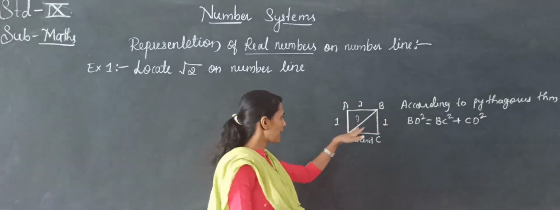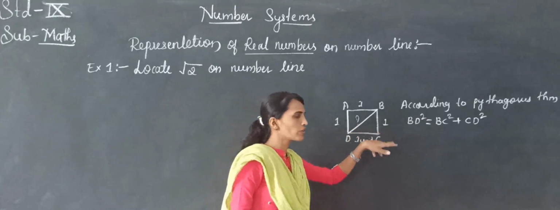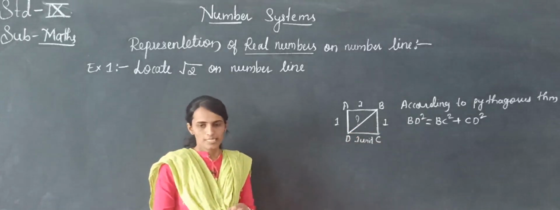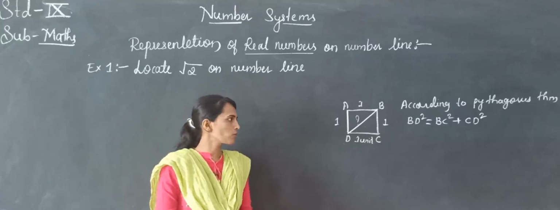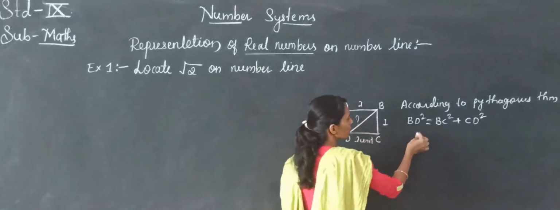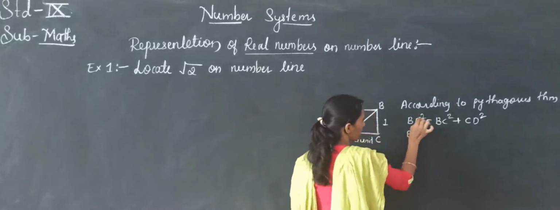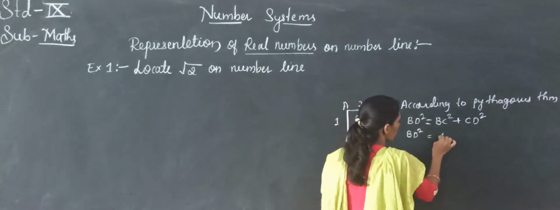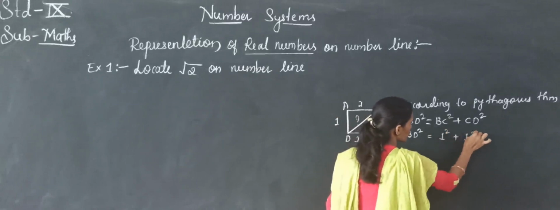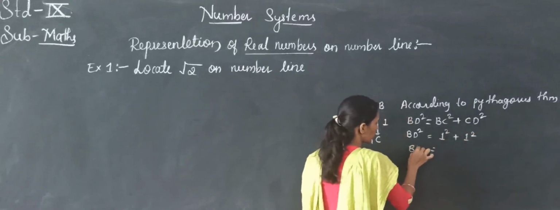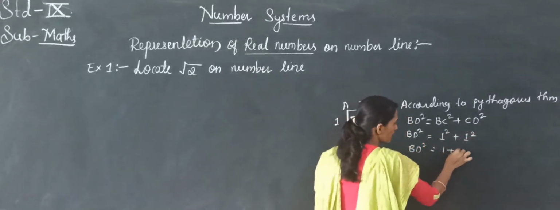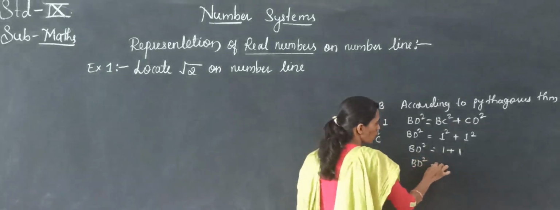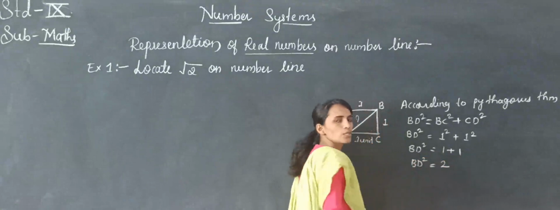The square of the diagonal is equal to the sum of the squares of the other two sides. Yes or no? This is the Pythagoras theorem. BD square is equal to, we don't know, keep it as it is. So BD square is 1 square plus 1 square. 1 square is 1, again 1 square is 1. So BD square is equal to 1 plus 1, that is 2.